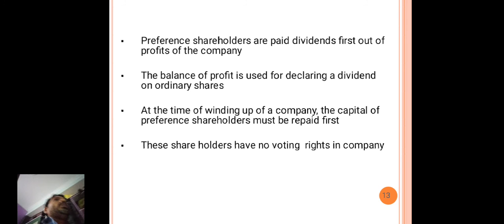One important point to be remembered is that the preference shareholder doesn't have any right to vote, and doesn't have any right to participate in the meetings. That is the point to be remembered in the case of preference shareholders.